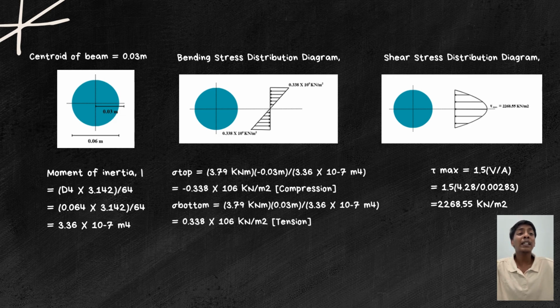Before calculating the bending stress and shear force, we want to calculate the centroid of the beam and moment of inertia. The centroid of the beam I got is 0.03 meter, and moment of inertia is 3.36 × 10^-7. And then the maximum bending stress I got is 0.338 × 10^6 in compression, and tension is the same value. And then shear stress is 268.55 kilonewton over meter square.